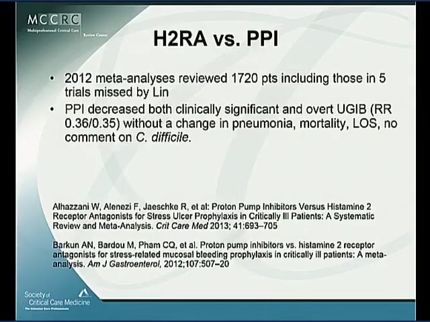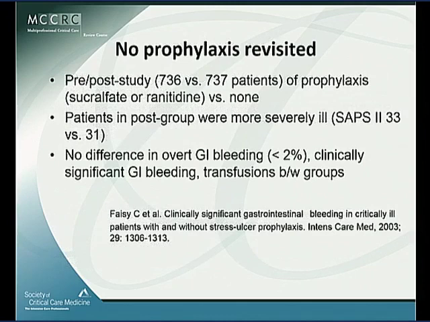However, 2 subsequent trials published and reviewed patients that were missed by that prior meta-analyses, and in this one they came strongly in favor of the use of PPIs, both in terms of significant and overt GI bleeds, and neither agent caused a change in pneumonia, mortality, or length of stay, and there was no comment on C. diff, which we'll talk about shortly as well.